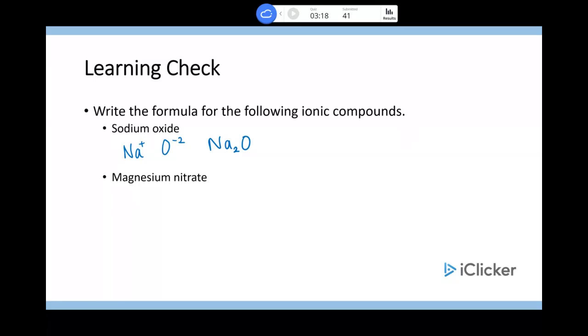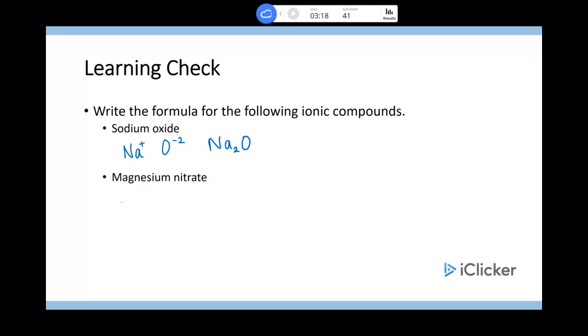There's a question, should we include the charges or not? When we write out ionic compounds, we don't include charges because they cancel out. But in an ionic compound, remember that they are made of ions. So the sodium does have a +1 charge and the oxygen does have a -2 charge. But ionic compounds are typically written out without any charges.